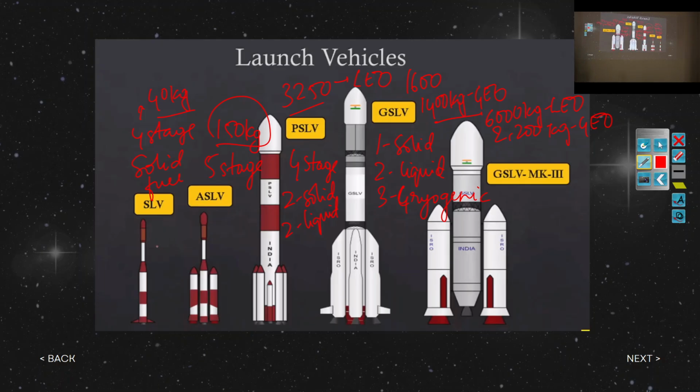Here also we have a similar setup: first a solid stage, then liquid, then cryogenic, in GSLV Mark 3. But the payload increases slightly here, around 3,500 to 4,000 kg payload. Payload will slightly increase here in GSLV Mark 3. So right now we are using this GSLV Mark 3 only, which is also called LVM, Launch Vehicle Mark 3.